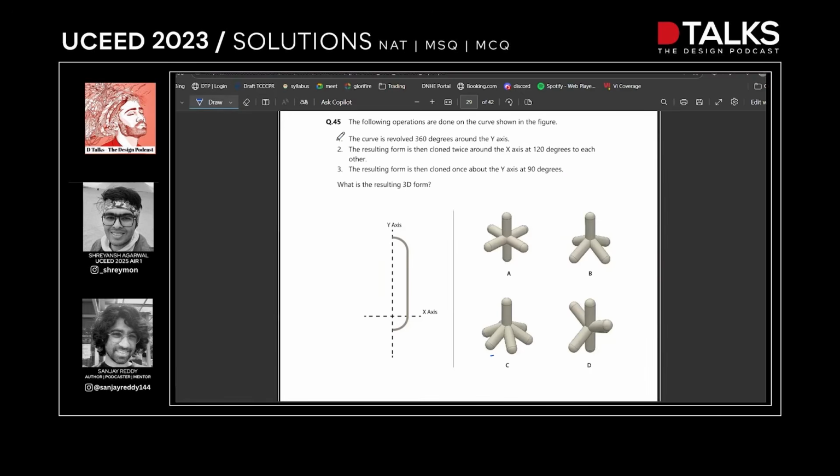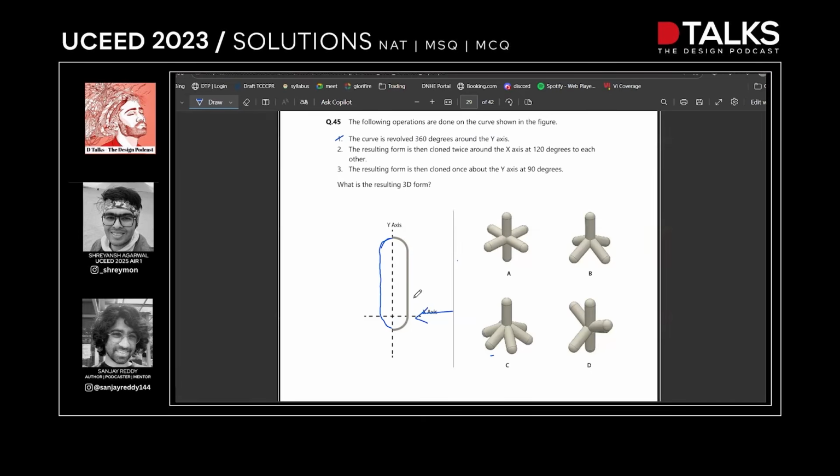So I'm going to do the first part again. The first thing, and it's pretty obvious what's going to happen here. It's going to create a shape like this, and it's pretty vivid what shape it's going to be from the options. Then comes the second step. Resulting form is then cloned twice around the x-axis. So you duplicate this around the x-axis. That means you're looking at the shape from this direction and then cloning it twice.